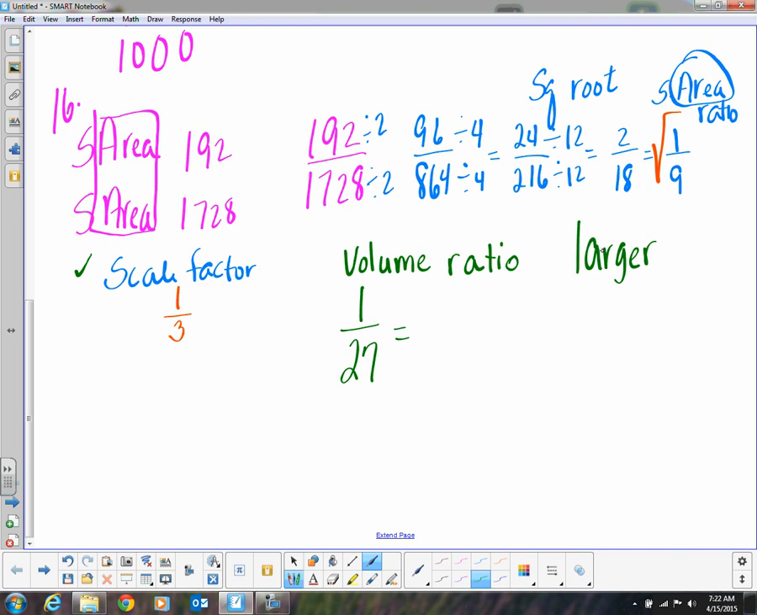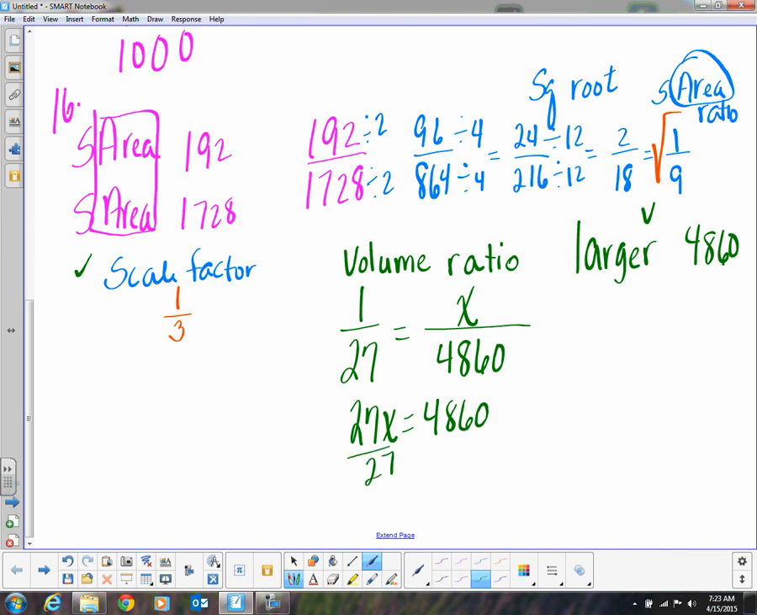The larger is 4860. That's the volume, 4860. That's the volume of the larger. So where does that go? On the bottom. Why does it go on the bottom? Because the larger surface area was on the bottom, and we're looking for the small. So we're going to say 27x is equal to 4860. What's 4860 divided by 27? 480? 180? So this is volume, so this is going to be 180 meters cubed.